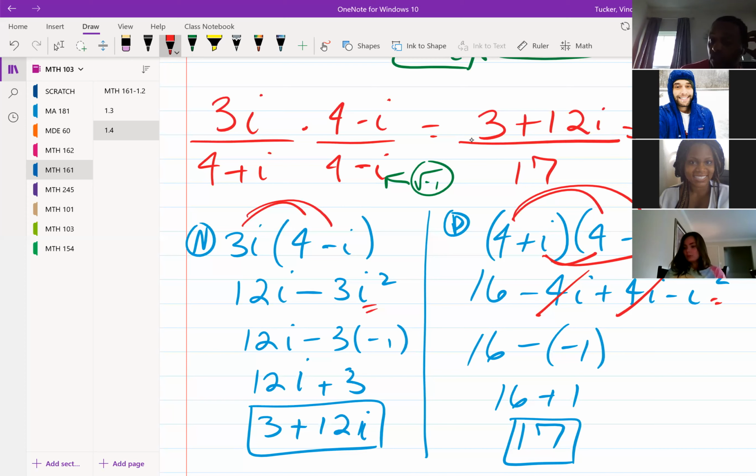And then to finish this off, that would be 3 over 17 plus 12 over 17i. They will expect you to separate the two. That's 17 going to each term.